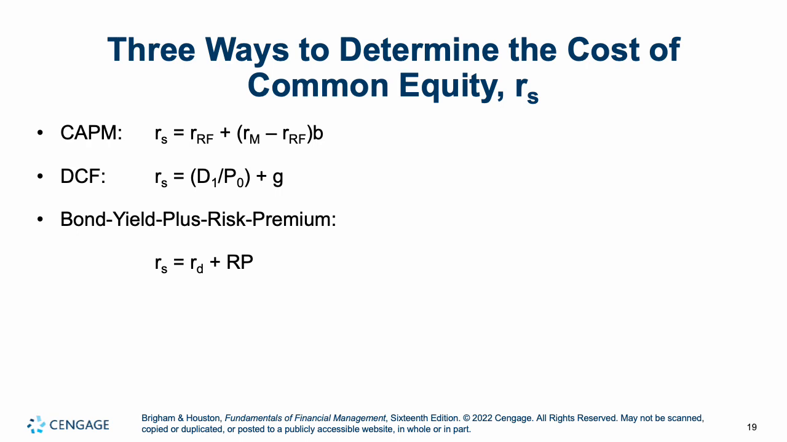Remember, a beta of 1 is the exact risk premium of the market. If it's larger, it's riskier. So that's the CAPM, or capital asset pricing model, and that will give us one example.